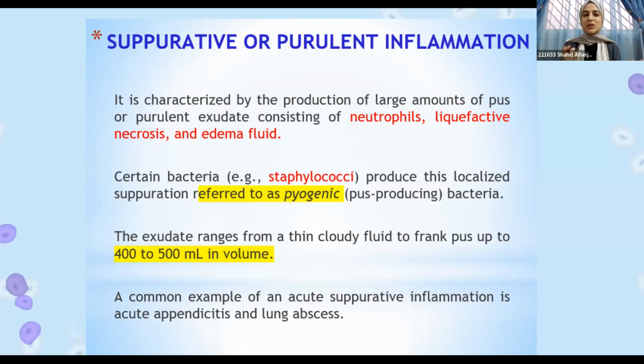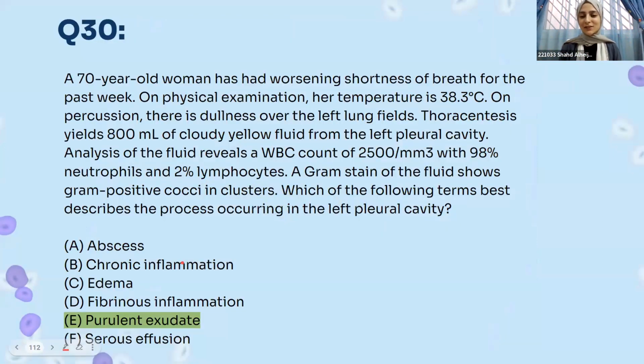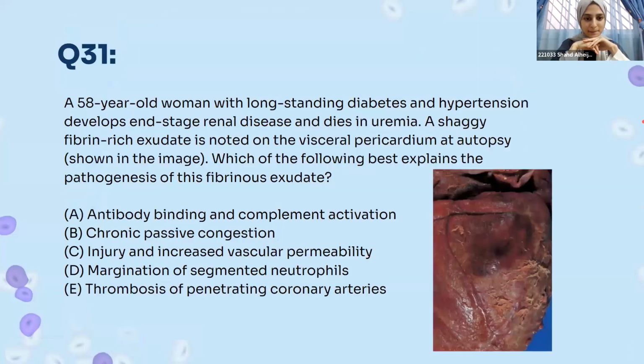So you have the granulomatous, you have the suppurative or purulent, you have the serous, you have the fibrinous or the fibrinoid, and so on. Any questions? So I think we can move on. You want to go through the choices, or are you guys good? I think we discussed them. Alright.